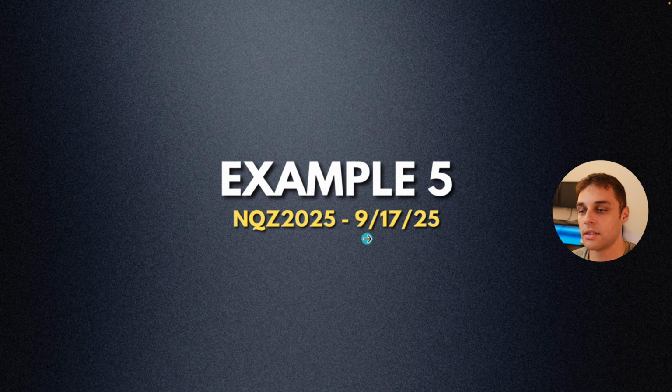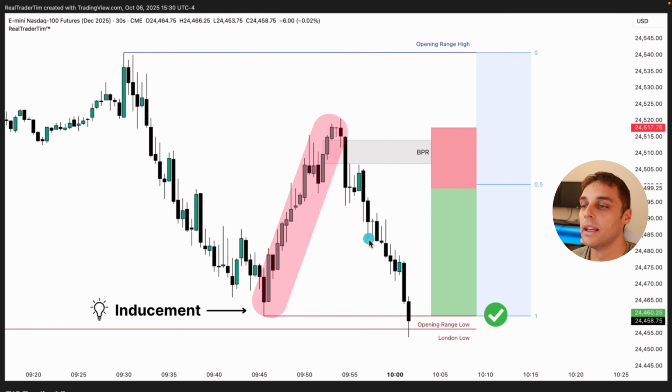Example 5, same day, September 17th, 2025. Sticking with NASDAQ, and this is the 30-second time frame. And this is another really good example of scenario A that we mentioned to start today. Okay, so you're seeing over here, 9:30 open, obviously an intraday trend of bearish delivery. And then you see a deep inducement leg.